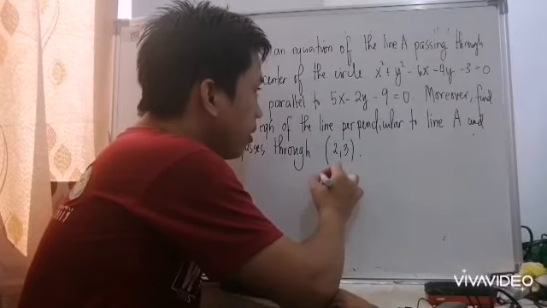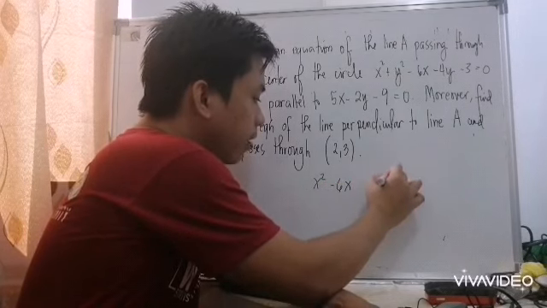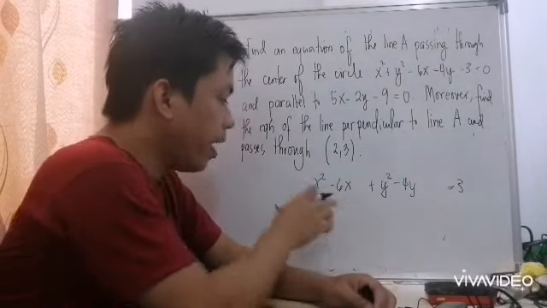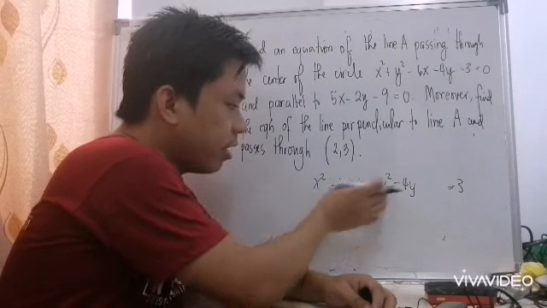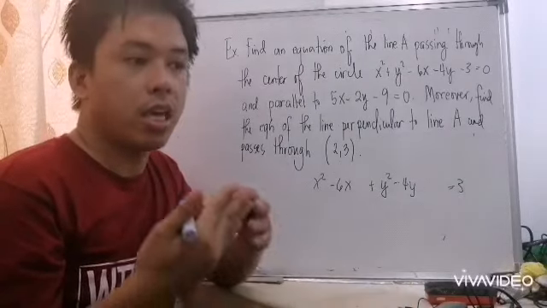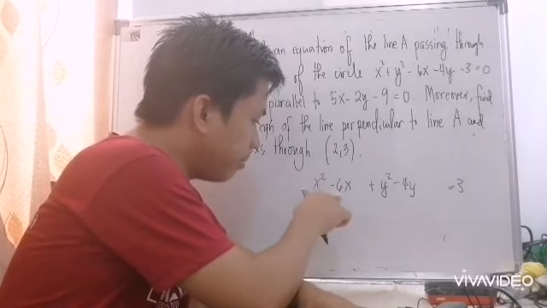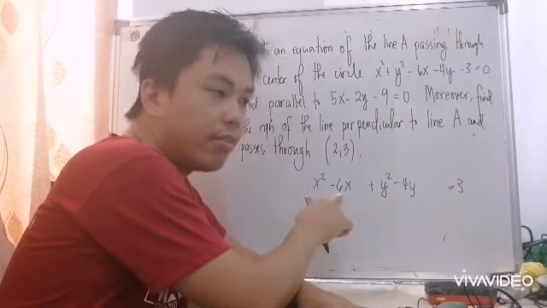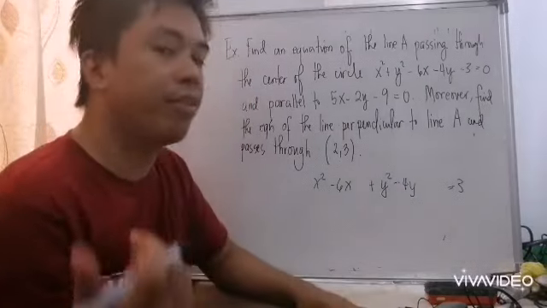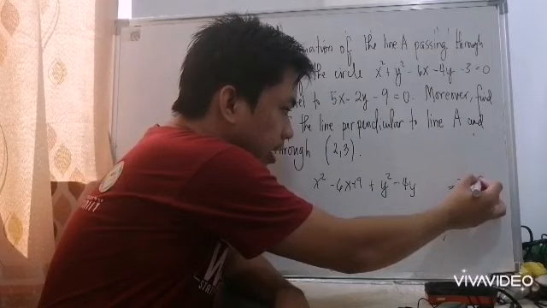So x squared minus 6x plus y squared minus 4y equals 3. We have to group those with a variable x, and we need to convert them to become a perfect square. Note that the middle term here is negative 6x. Half of negative 6 is negative 3. Therefore, if you get the square of 3, you get 9. So you can add 9 here and 9 here.